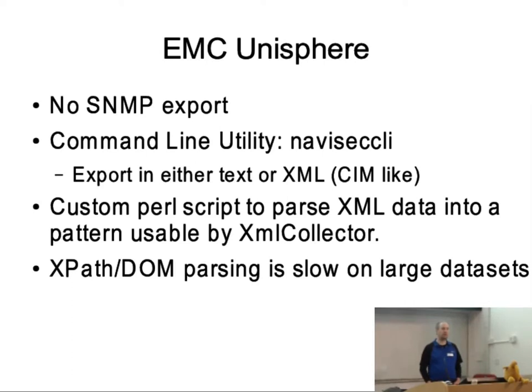There is no SNMP agent that they run that is available for you to connect to and pull data off of. So the only method you really have for getting data off of the EMC is to use the command line utility, NaviSecCLI. There was an older version of it that was also just called the analyzer. It will export the data out into either text or XML. It's just straight XML, and what was in the text version is essentially what it puts out in the XML version. So I wrote a custom Perl script to parse the XML data and put it into a pattern that I could use for the XML collector.